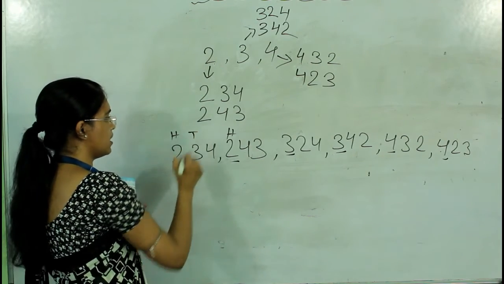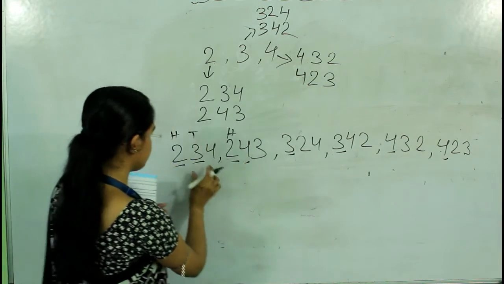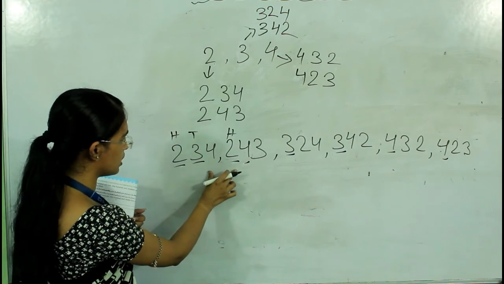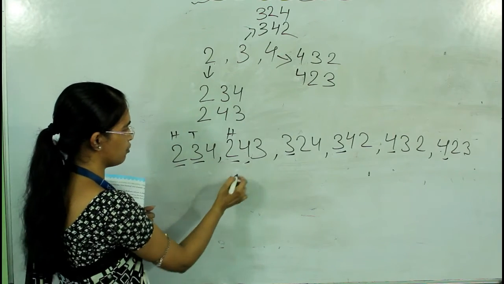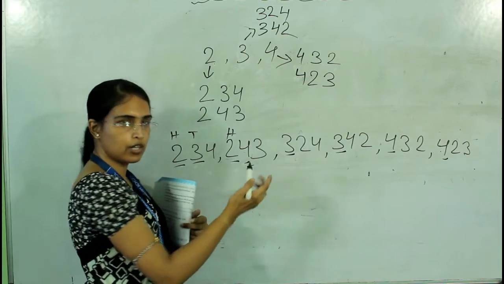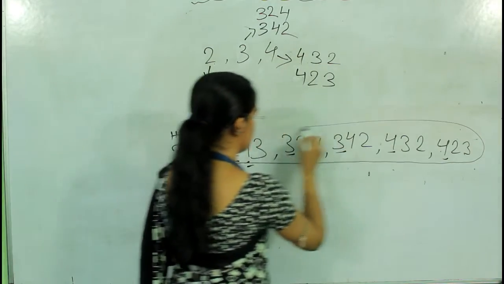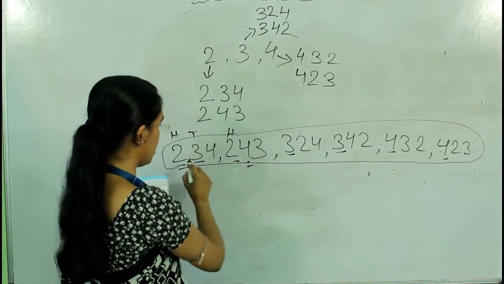So check the tens place. Here we have 3, 4. Then among these two numbers, which one is the greater number? Here we have 3, here we have 4. This one. So in this way you can find out all the numbers. Okay. So among all these numbers, which one is the greater number?